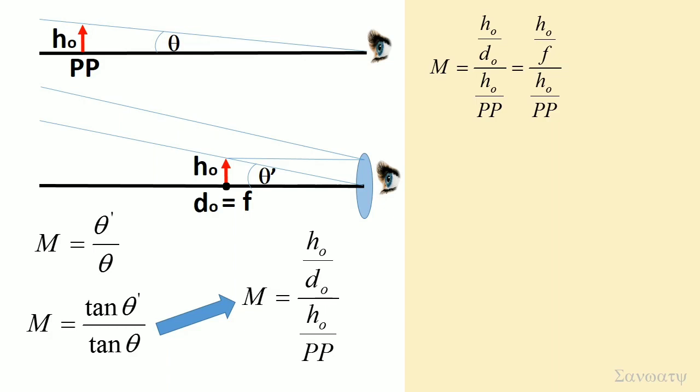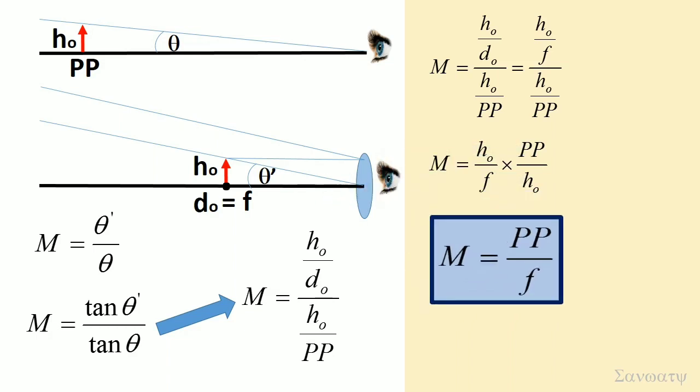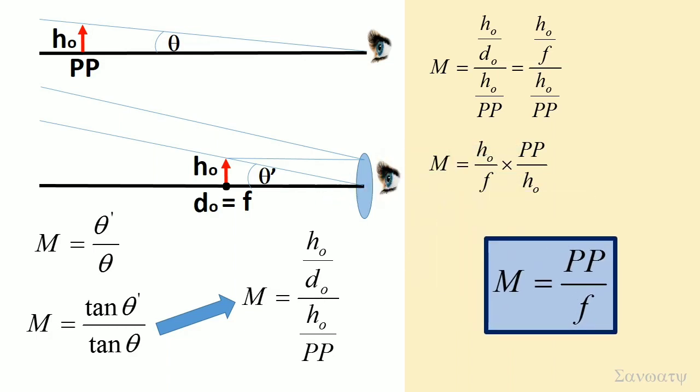And since DO here, or the distance of the object, is actually the focal length, m also equals HO over f divided by HO over PP. Or we can write it as m equals HO over f times PP over HO. We can cancel HO and get another famous equation for the magnifying glass. That's m equals pp over f.